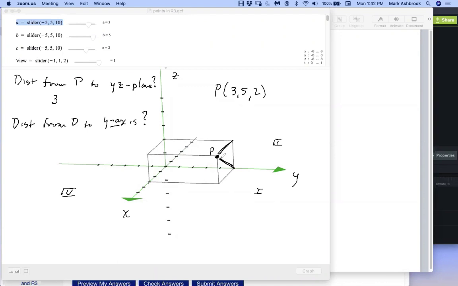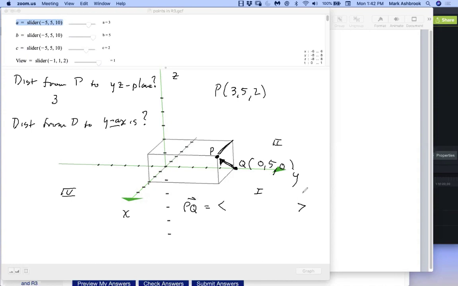So we can make a vector. The square root of 13. This point on the y-axis is the important point to answer this question. I call it Q. How far is it from P to the y-axis? So what are the coordinates of point Q? 0, 5, 0. It's on the y-axis, so it has x and z components of 0. So 0, 5, 0.